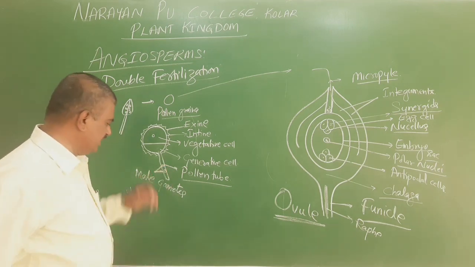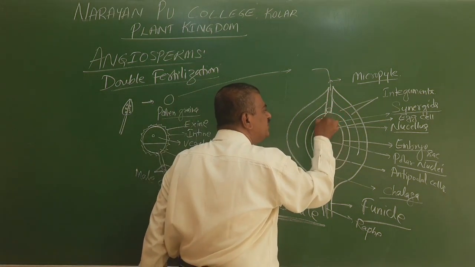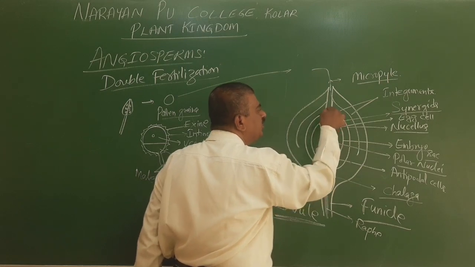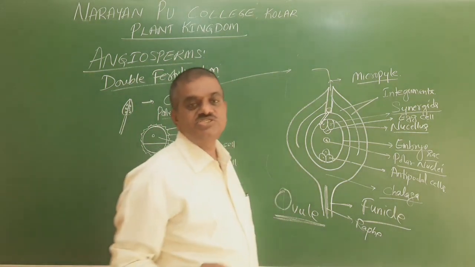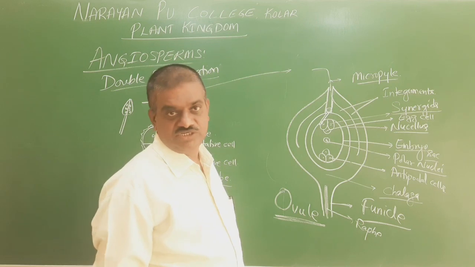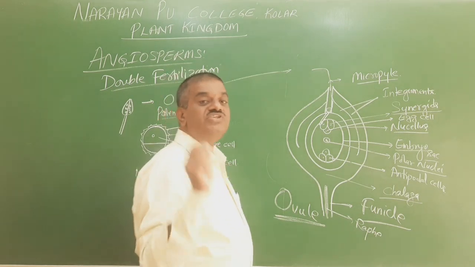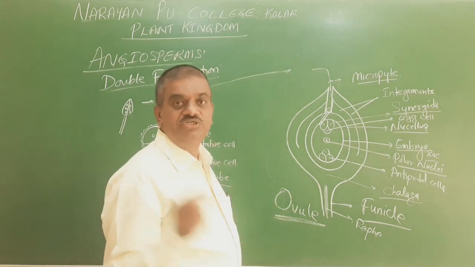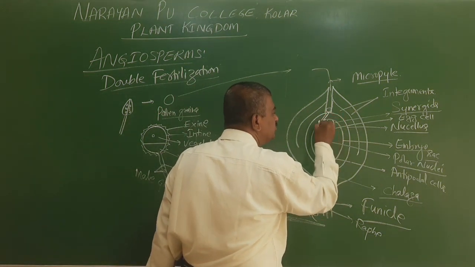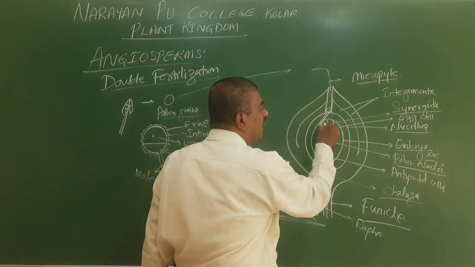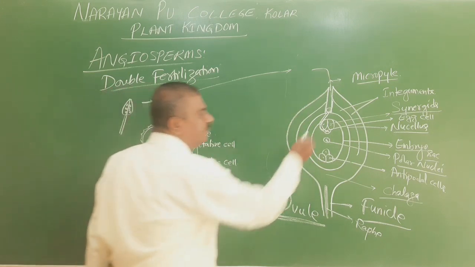From the pollen chamber, the pollen tube enters through the synergids in the presence of the filiform apparatus. The filiform apparatus guides the tube to reach the egg cell. As it reaches the egg cell, one of the male gametes fuses with the egg cell.